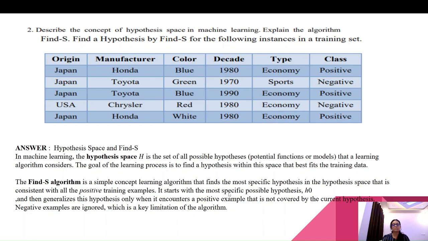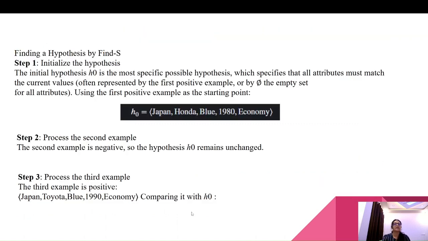It starts with the most specific possible hypothesis, H0, and then generalizes this hypothesis only when it encounters a positive example that is not covered by the current hypothesis. Negative examples are ignored, which is a key limitation of this algorithm. Finding a hypothesis by Find-S.